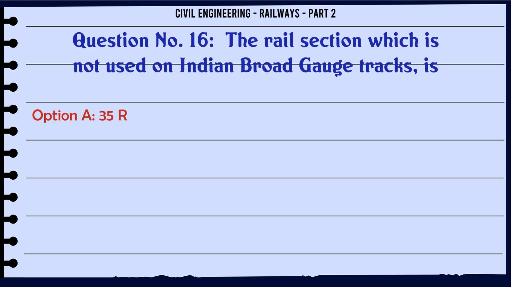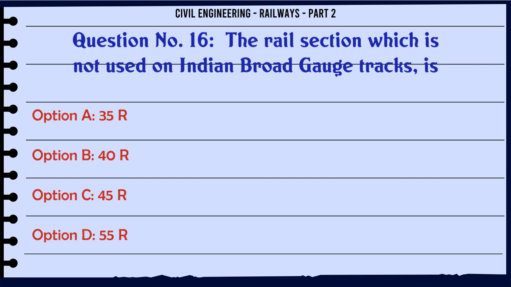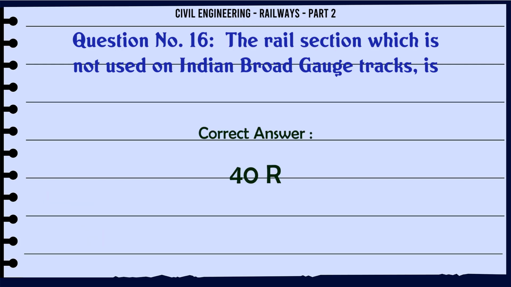The rail section which is not used on Indian broad gauge tracks is A. 35R, B. 40R, C. 45R, D. 55R. The correct answer is 40R.